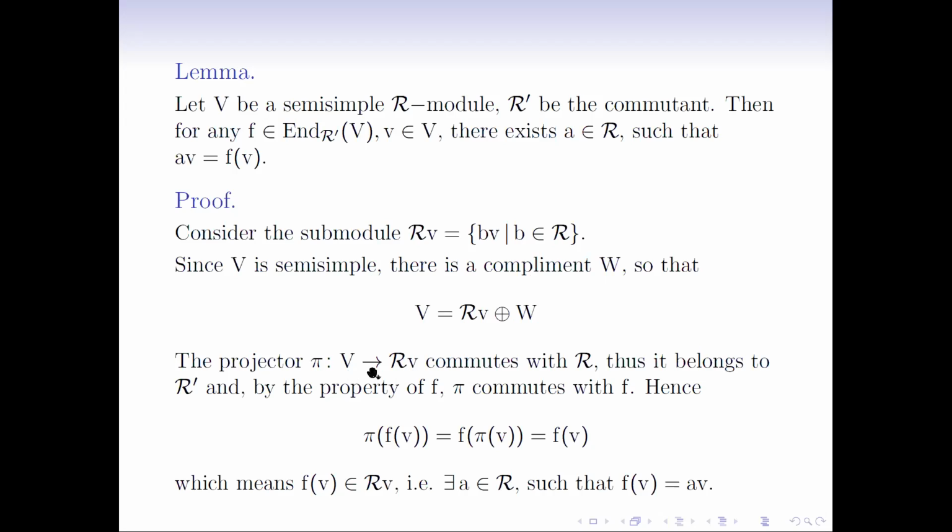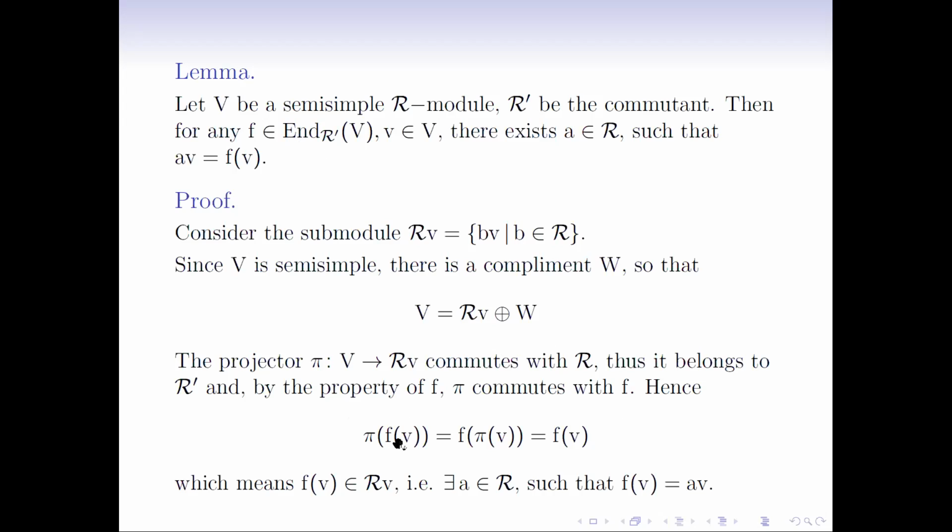So this is the decomposition of a module into submodules. The projector of V to RV commutes with R. For that reason, it belongs to R prime. So it commutes with the action of R. Simply, it's a projection to one of the submodules in the direct sum of submodules. It's easy to see that this must belong to R prime. And by the property of F, F must commute with all elements in R prime. It commutes also with pi.